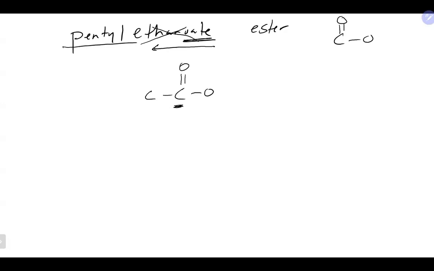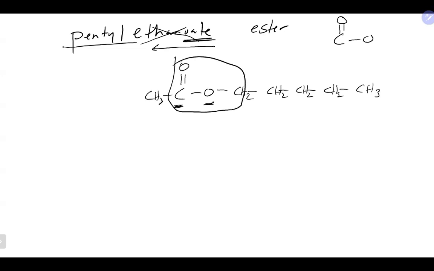Pentyl is the alcohol part, which should be coming towards the single bonded oxygen. And pentyl is how many carbons? 5. So I'm going to put 5 carbons. Now what's left is hydrogen. So we're going to lay out some hydrogens here. And hydrogen there. And there we go. Now we have our molecule. And again, our ester bond, right in here.